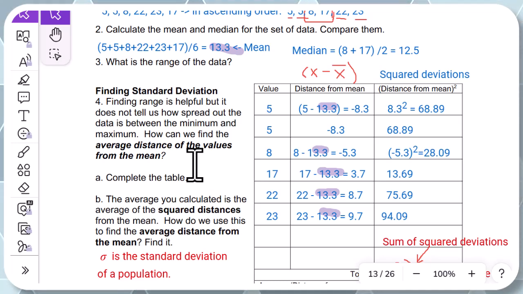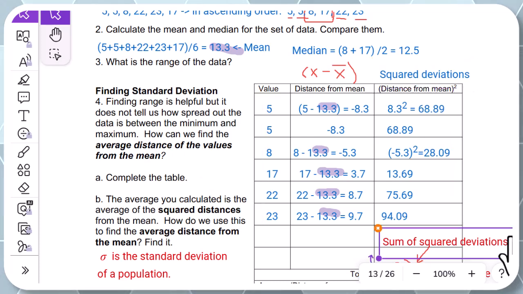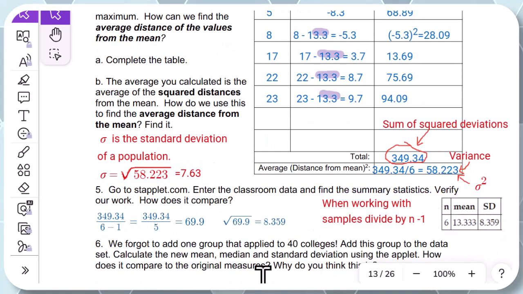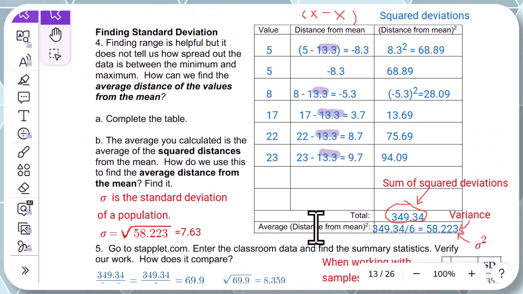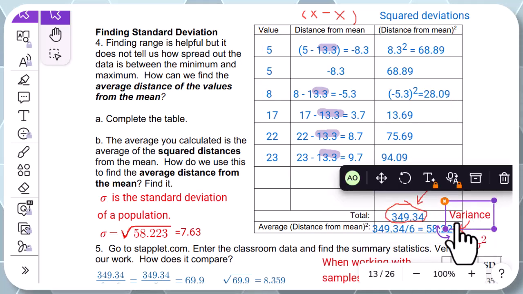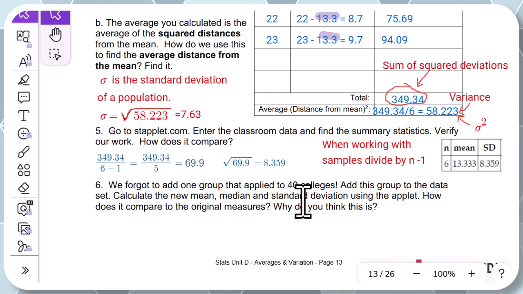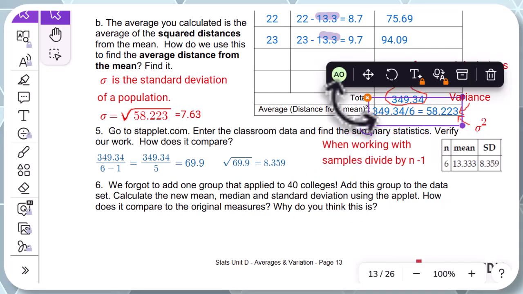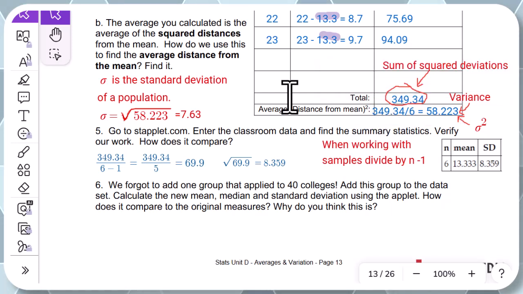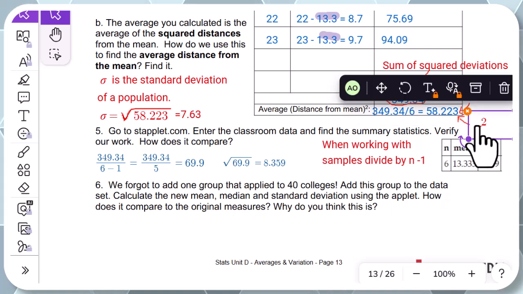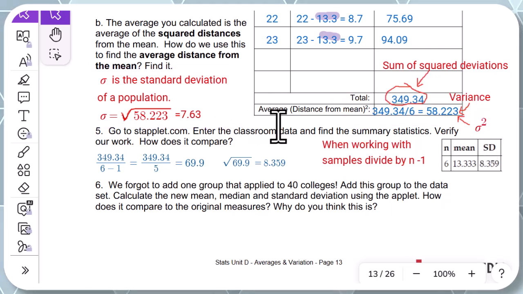It's actually easier if we just square all our values. So we square all our values, and then we add them all up, and that's the sum of the squared variations. Then we divide by how many data points we have, which is 6. And we get 58.223, and that's your variance.